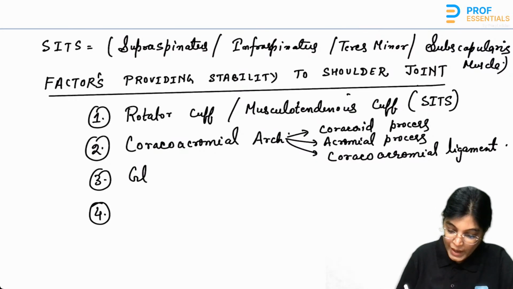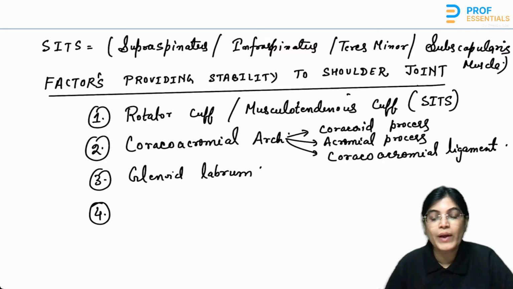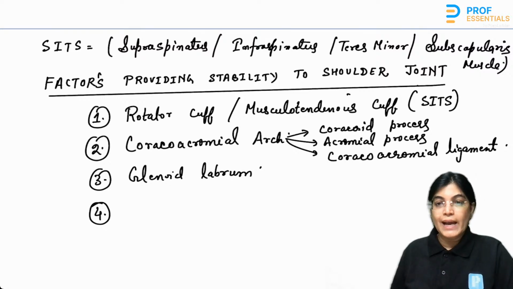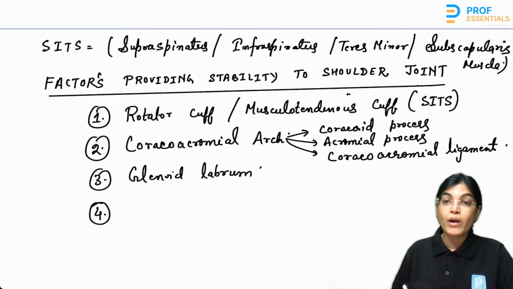We have got the glenoid labrum, which is a very important structure. Why? Because it is deepening the glenoid fossa cavity. And the other one is the long head of biceps tendon.